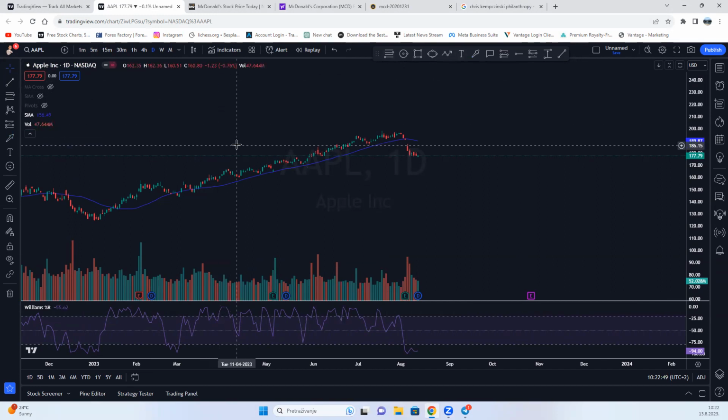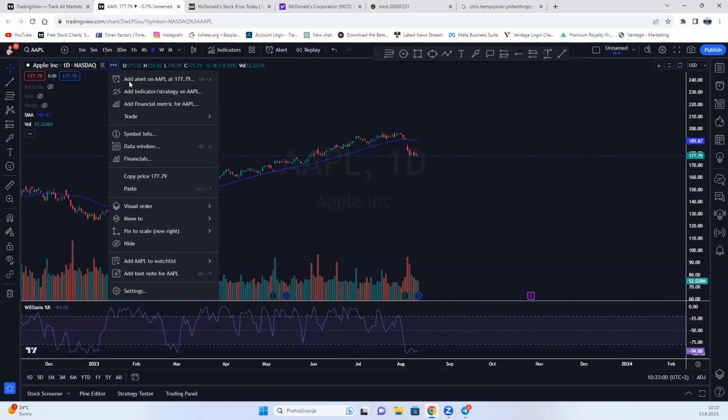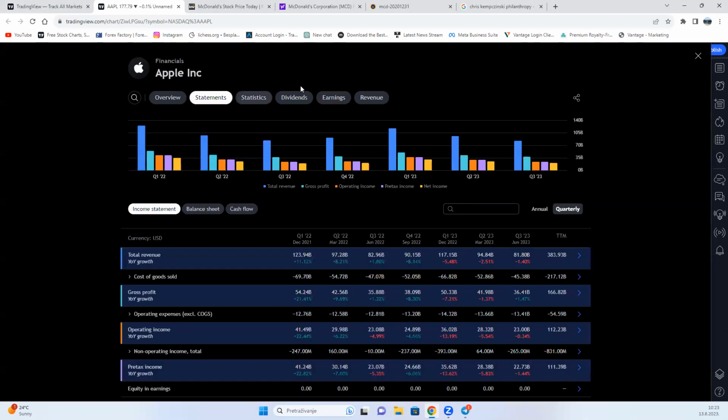Yeah, we have a question. Marco wants to know how to open financial statements on TradingView. Just go on one stock, you have Apple here. Now they have 3 dots. Click on the 3 dots and go down. Financials, and that's it. You have everything here.